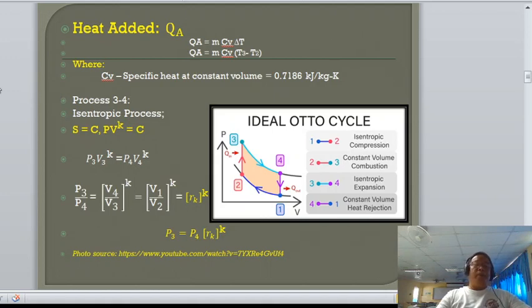Substituting from the above equation, P sub 3, V sub 3 raised to K is equal to P sub 4, V sub 4 raised to K. Rearranging the equation, P sub 3 over P sub 4 is equal to r_k raised to K. Or simply, the absolute pressure at 3 is equal to the absolute pressure at 4 multiplied by the compression ratio raised to the isentropic constant.